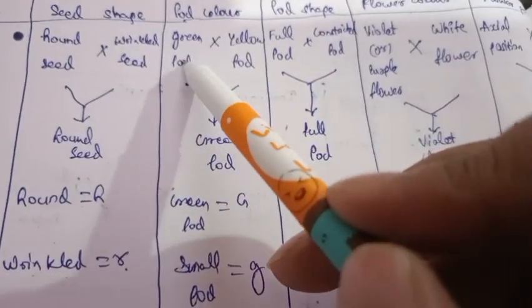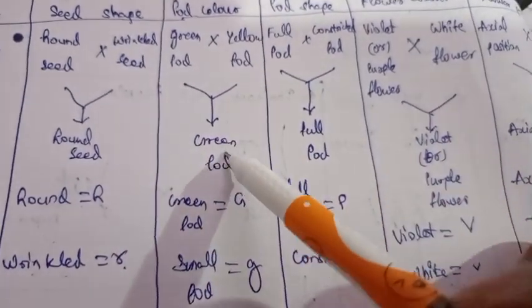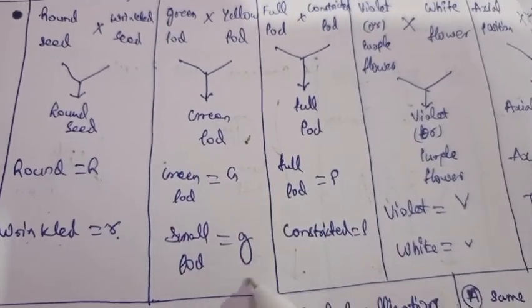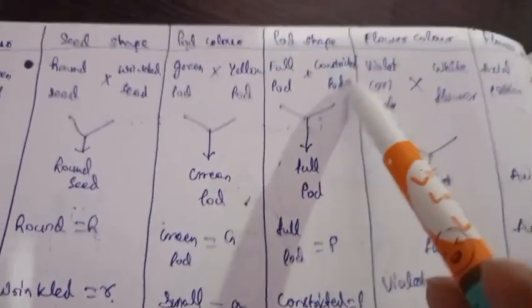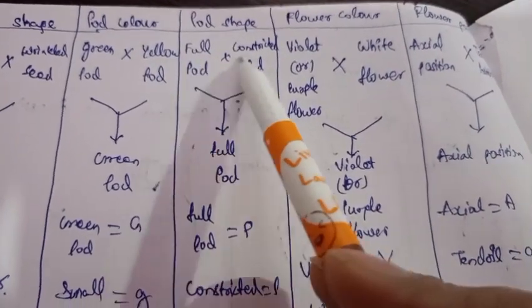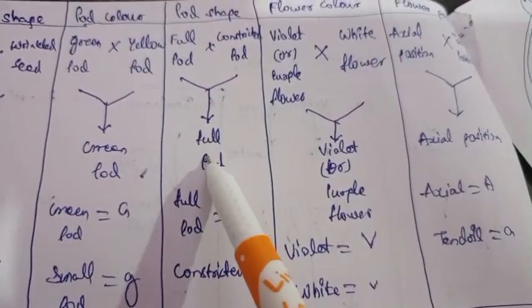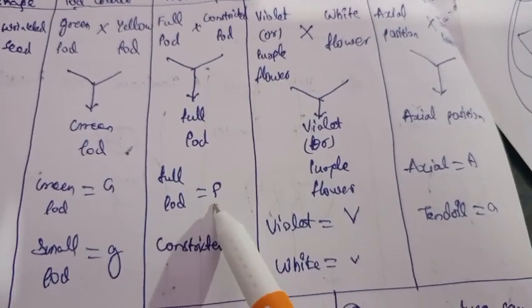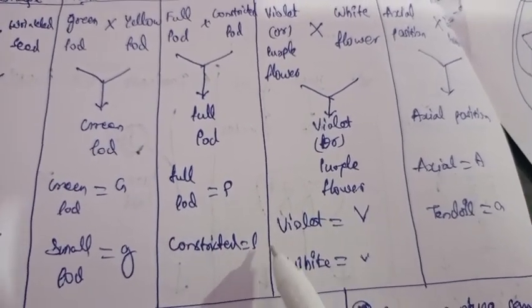Pod color: green pod, yellow pod. Green pod is dominant. Green pod is represented by capital G. Yellow pod is represented by small g. Pod shape: a full pod, a constricted pod. Full pod is dominant. Full pod is represented by capital P. Constricted is represented by small p.